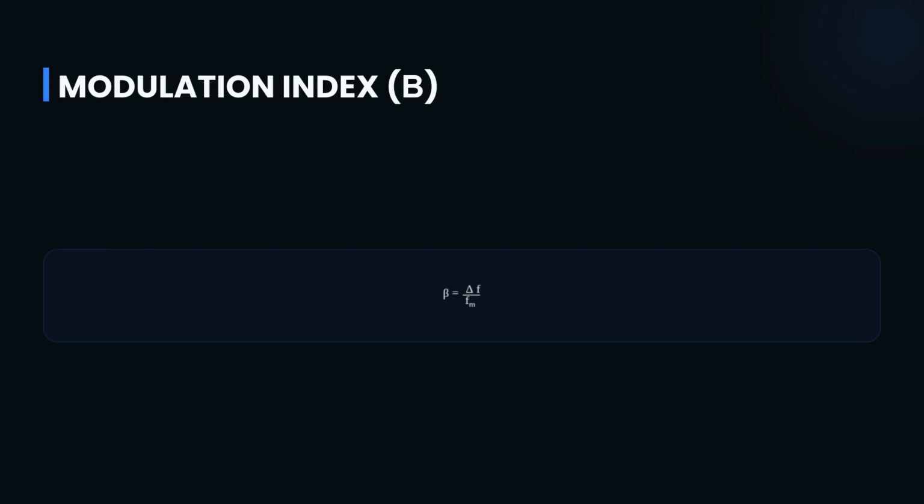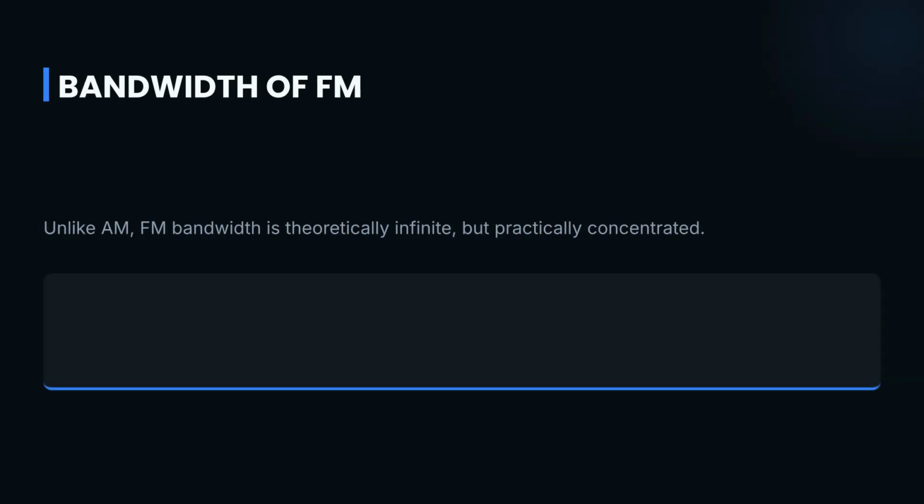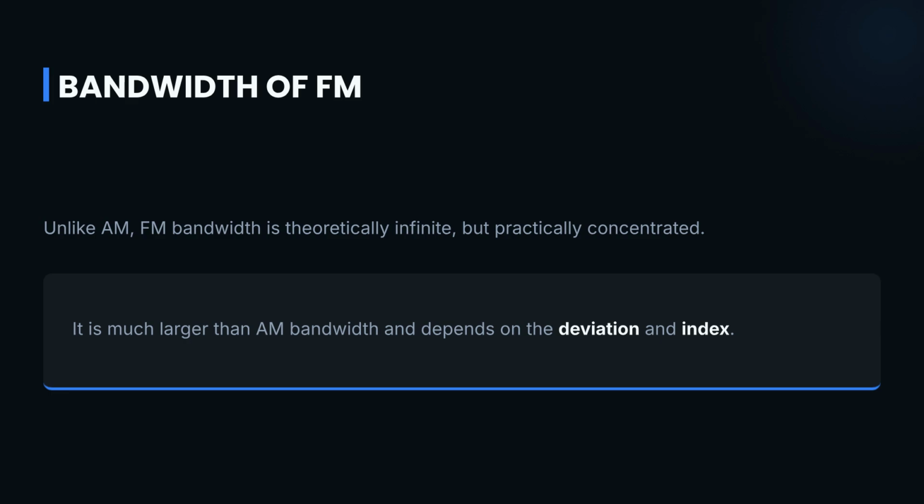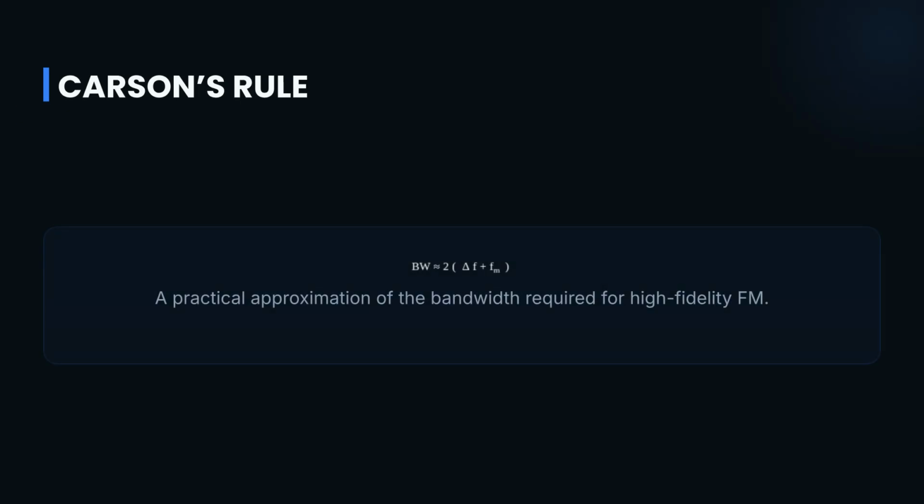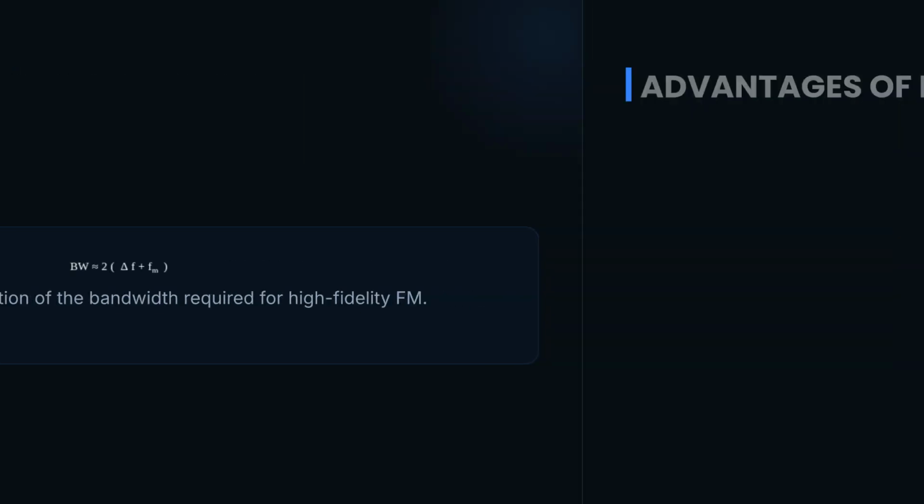The modulation index for FM, represented by beta, is the ratio of the frequency deviation to the maximum message frequency. It determines the number of significant sidebands. The bandwidth of FM is theoretically infinite, but practically concentrated. It is much larger than AM bandwidth and depends on both the frequency deviation and the modulation index. Carson's rule provides a practical approximation for the required bandwidth of high-fidelity FM signals. It is an industry standard for calculating FM bandwidth.